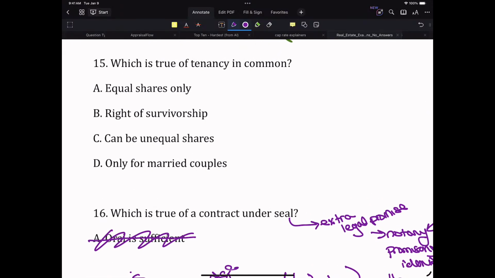All right. Let's try 15. Which is true of tenancy in common? Is it A, equal shares only? You said tricks authenticity. I'm being authentic. I don't know. I got nothing. So which is true of tenancy in common? Is it equal shares only? Does it have the right of survivorship? Can it be for unequal shares, or is it only for unmarried couples? What say you? What you got for me?